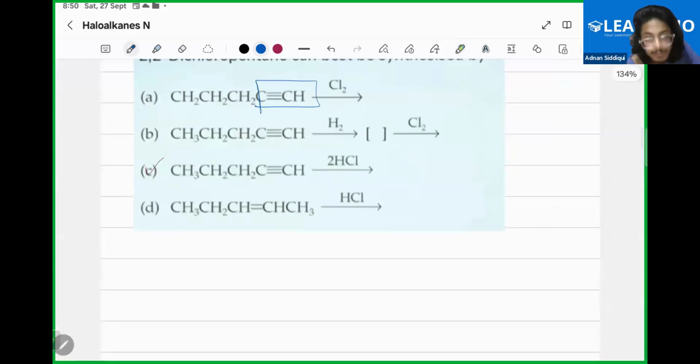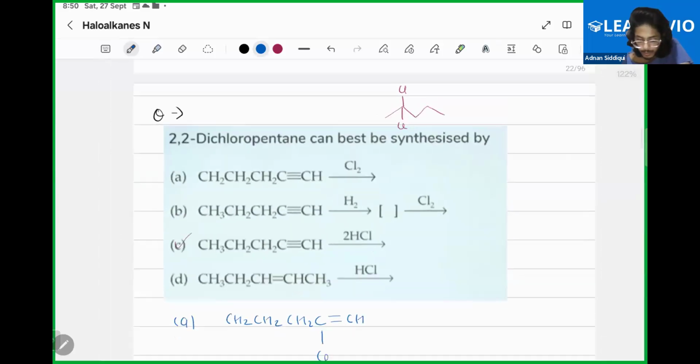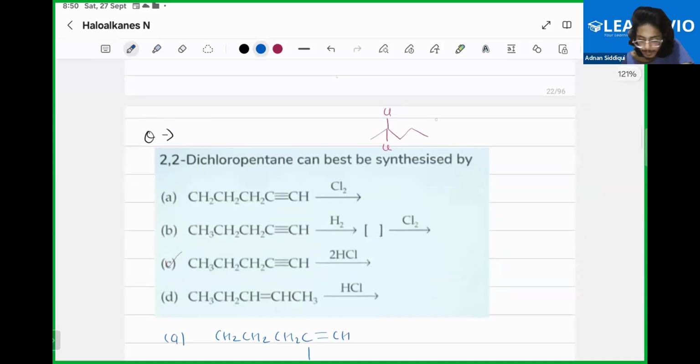I have an alkyne, right? And I am doing what? Addition of Cl2, chlorination. So what am I going to get? CH2, CH2, CH2, C, double bond, CH. And at which position should I add? At the second. Yeah, this one, right? Is it the one product more that I'm hoping to get? Is this the same product? No. No. So the first approach is not correct.